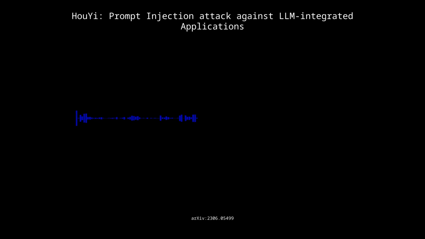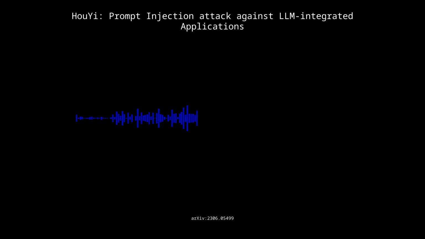The researchers actually tested HouYi on 36 real-world applications that use LLMs, and the results are pretty alarming. Don't keep me in suspense. What did they find? Okay, so out of the 36 applications they tested, HouYi was able to successfully execute at least one type of attack on 31 of them. That's a success rate of over 86%. Wow, that's a staggering number. So you're saying that most applications that rely on LLMs are vulnerable to this kind of attack?